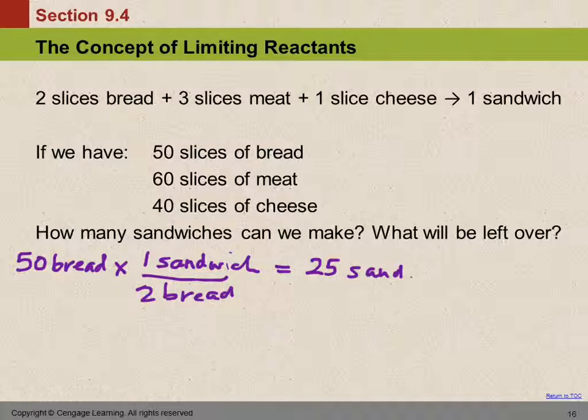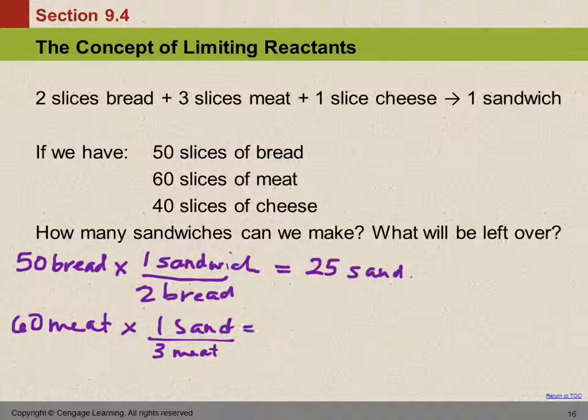Well, what if we have 60 slices of meat? That's enough meat for how many sandwiches? 20. Because there's 1 sandwich for 3 pieces of meat. So 20 sandwiches if we use up the meat. And I heard someone say, well, what if we just use 2 pieces of meat? Yes, but you're working at Quiznos, and the rule is, they get this much meat. And if you skimp on the meat, the customers are going to get unhappy, and they're going to complain, and they're going to tell your boss, and you're going to lose your job. So you can't do that.